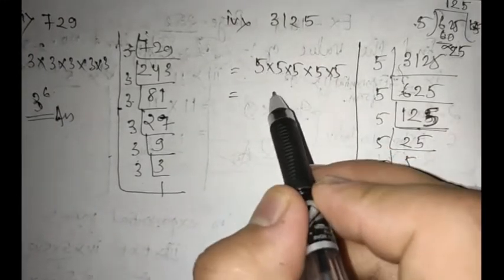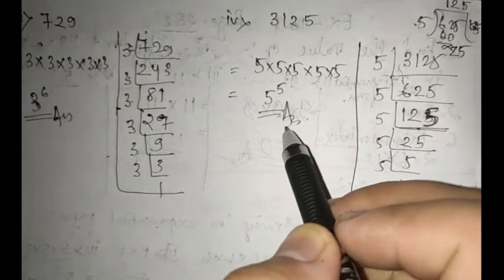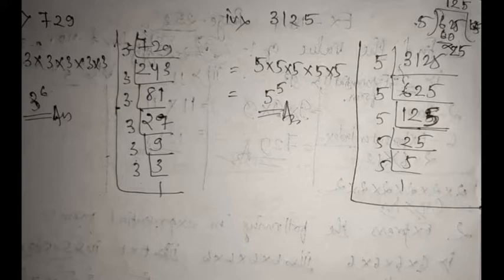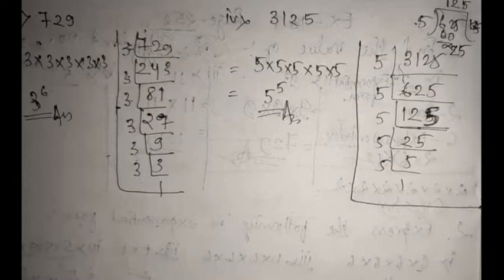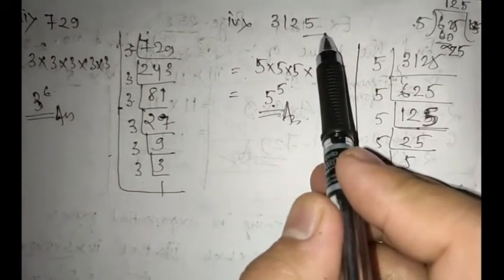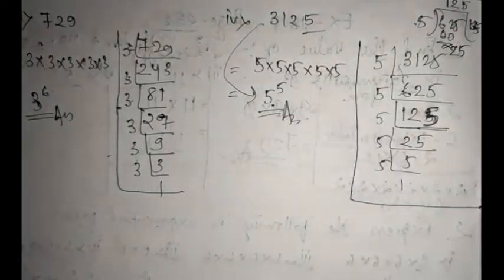1, 2, 3, 4, 5. So it is 5 to the power 5. Okay, so this way you are going to write the exponential notation. In our previous question, question number 1, we expressed the exponential notation into the standard form. Now the standard form is being converted into the exponential form.